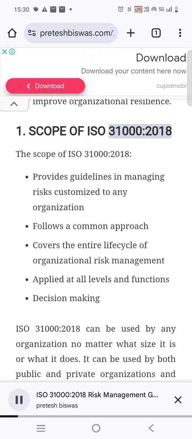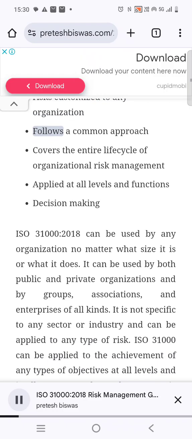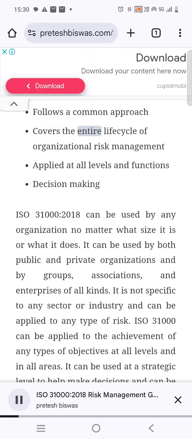1. Scope of ISO 31000-2018. The scope of ISO 31000-2018 provides guidelines in managing risks customized to any organization. Follows a common approach. Covers the entire life cycle of organizational risk management.